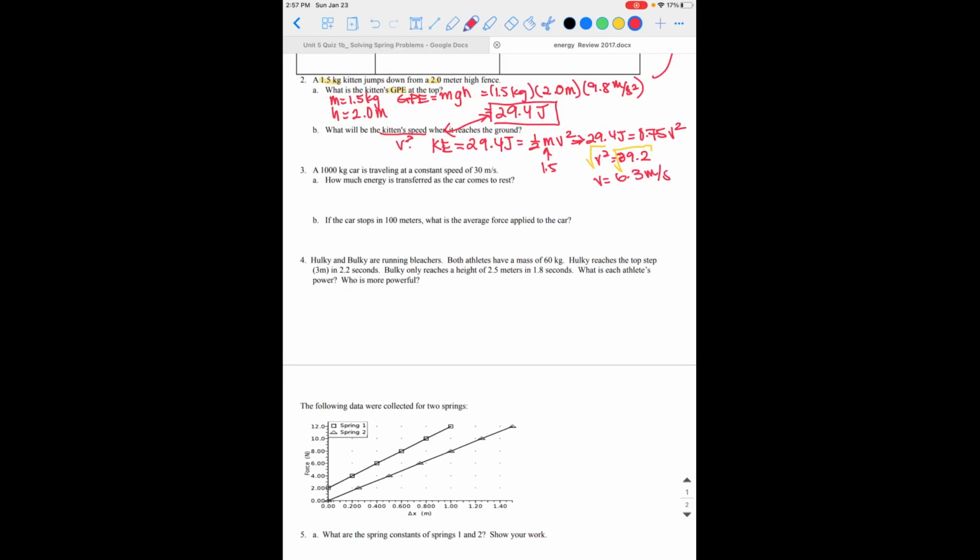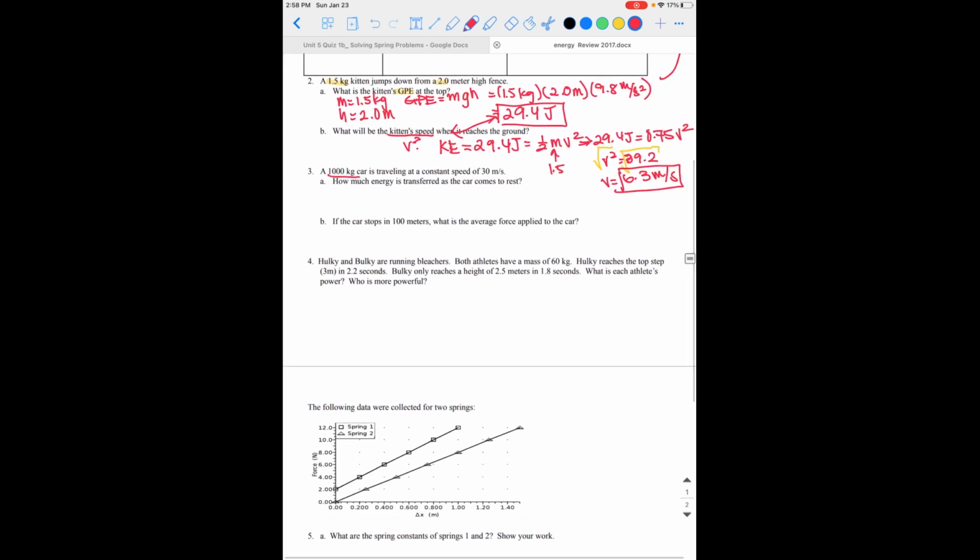The next question we have is a car traveling at a constant speed. So the mass is 1,000 kilograms. It has a speed of 30 meters per second, and we are trying to figure out the energy. Obviously, how much energy is transferred as the car comes to rest. It's going to start off as all kinetic energy because there's motion, and when it comes to rest, obviously we're going to transfer that kinetic energy into something else.